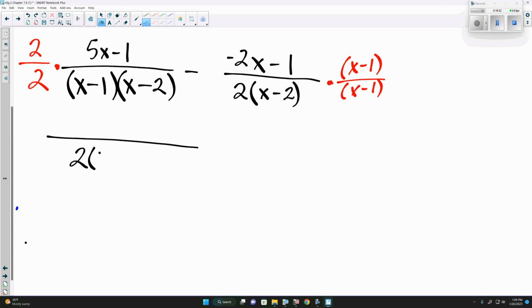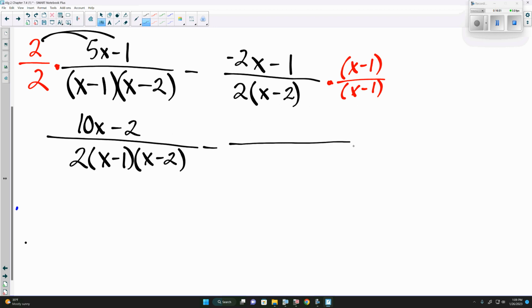So the denominator here would be 2 times x minus 1 times x minus 2. The numerator, we can multiply by 2. 2 times 5x is 10x. 2 times negative 1 is negative 2. Minus. Well, the denominator is going to be 2 times x minus 1 times x minus 2.